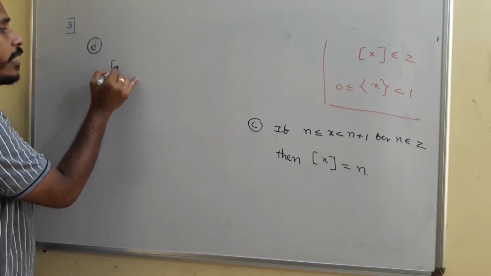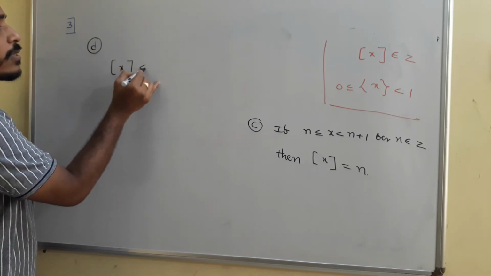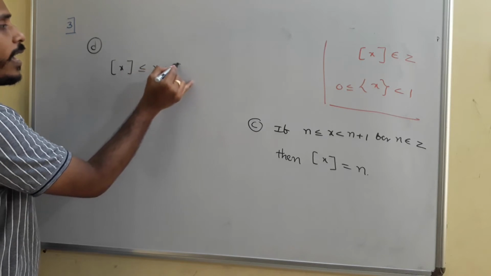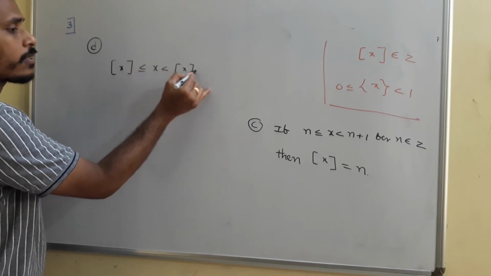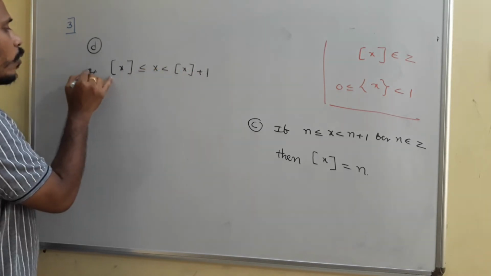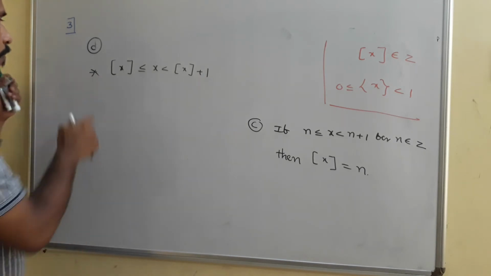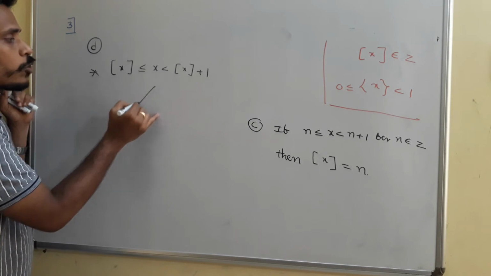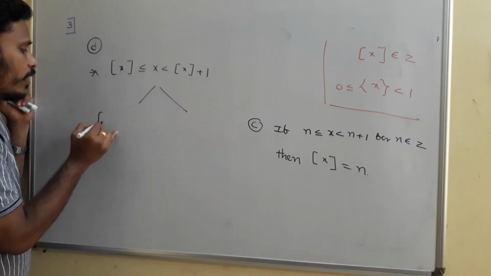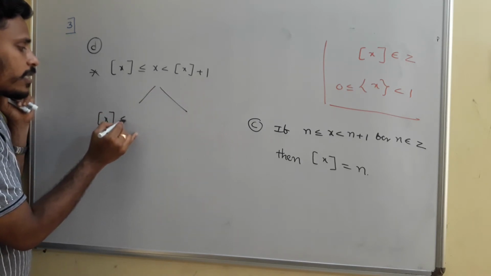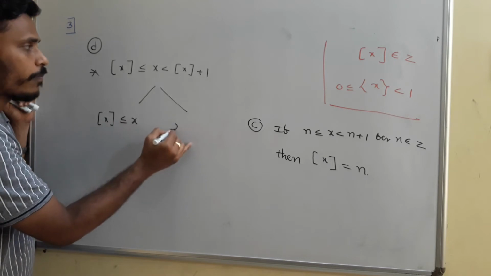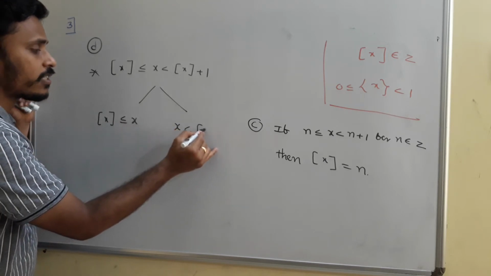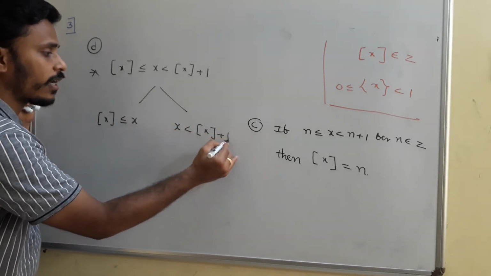So then from C it is very clear that floor x is less than or equal to x, less than floor x plus 1. Just identify it, okay? Somewhat very useful. Floor x is less than or equal to x, less than floor x plus 1. And if you split it in two parts, you have that floor x is less than or equal to x in the one part, and x less than floor x plus 1 in the second part.